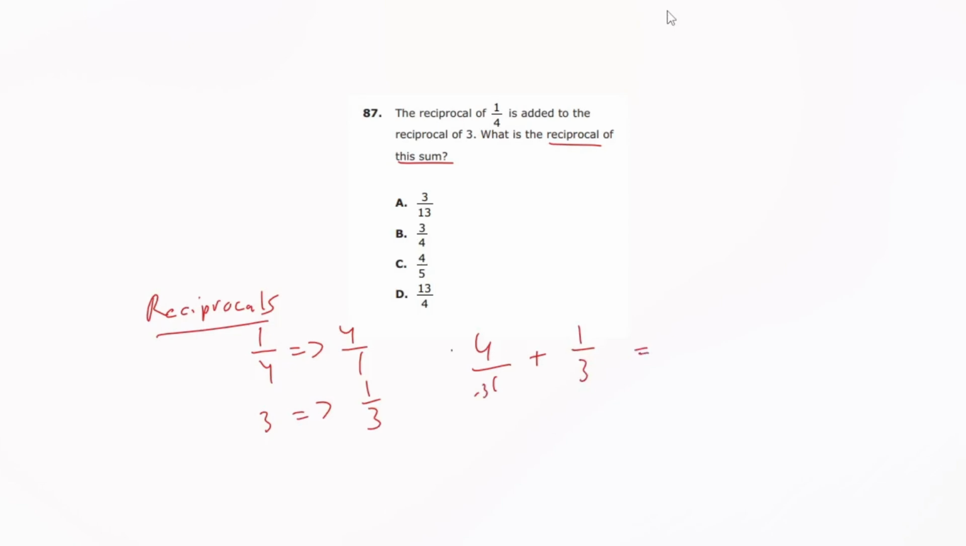Multiply by 3 at the top and the bottom, so it'll be 12 over 3 plus 1 over 3, and you would get 13 over 3. And then it says, what is the reciprocal of the sum? It would just be 3 over 13, if you just switch it, right? This would be the reciprocal of that. So your answer would be A.